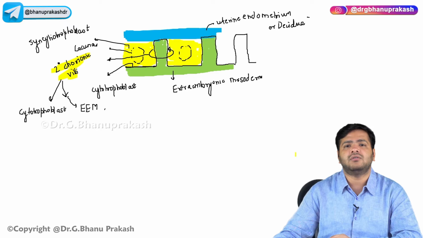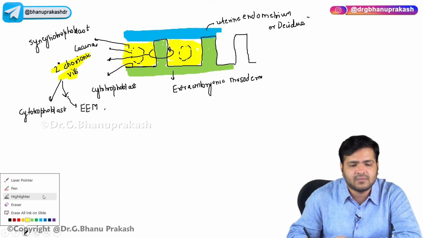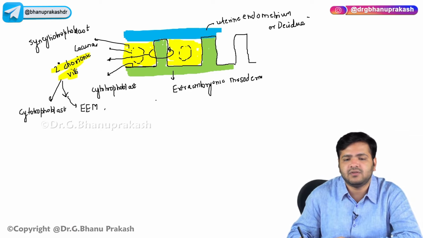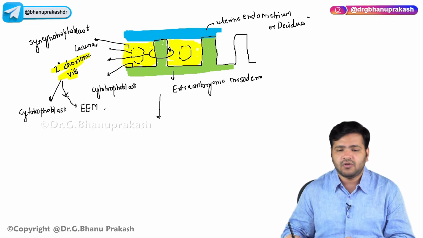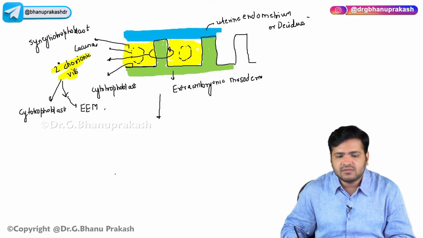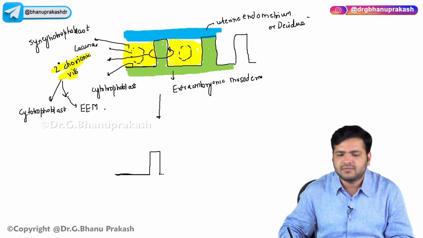Now how is this tertiary villi formed? Let us just draw this diagram again. Let us try to understand what will happen next. You already know this is the cytotrophoblast, which I am drawing with the help of a single line, right? This is the cytotrophoblast.